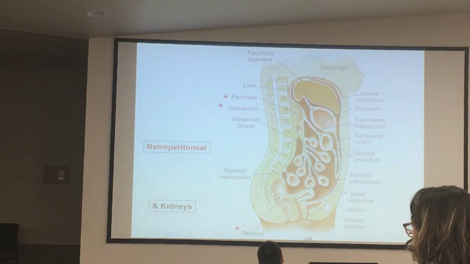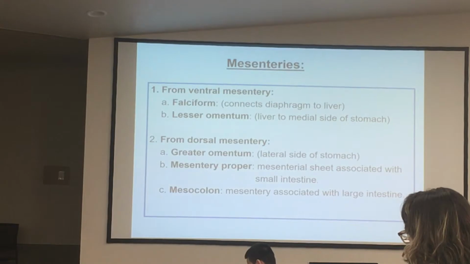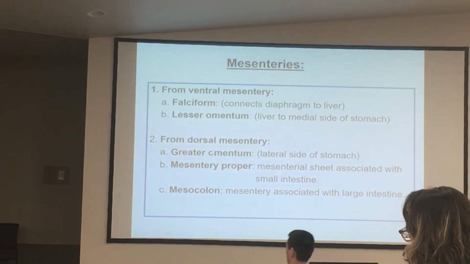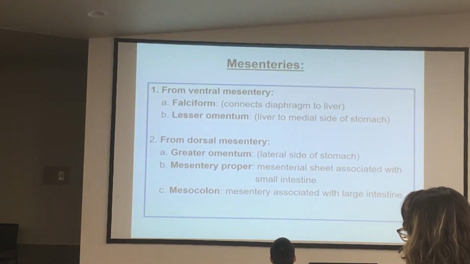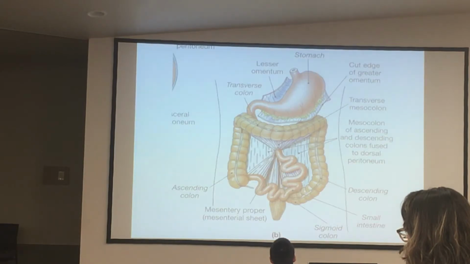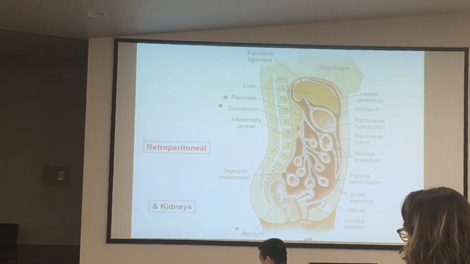Okay. And so here I want to go back to here. From the dorsal mesentery, the major part is the greater omentum, that is the outer curve of the stomach. And mesentery proper, everything goes to the small intestine. Just like the mesenteric artery will go to all the small intestine. Mesocolon connects all this large intestine, ascending, transverse, and descending. Okay, and so this one is the one.